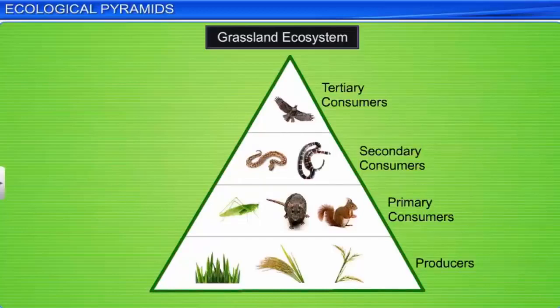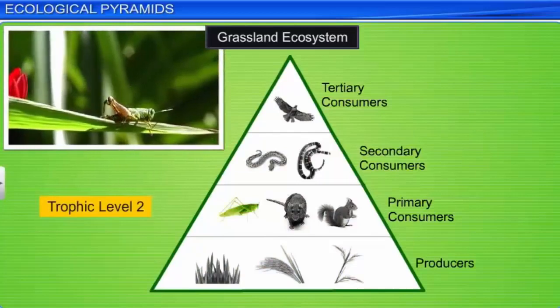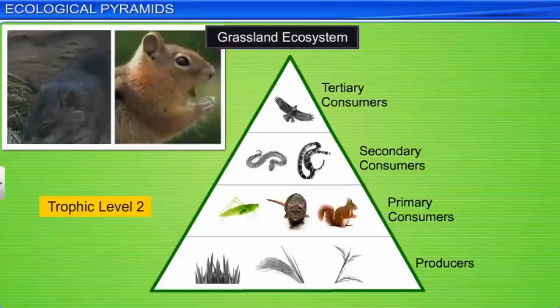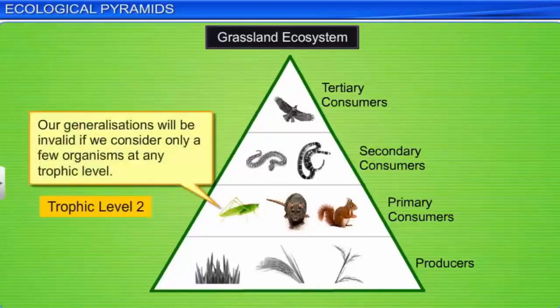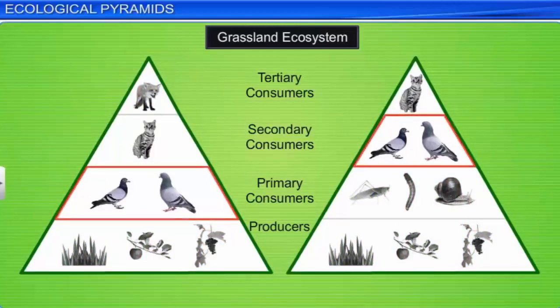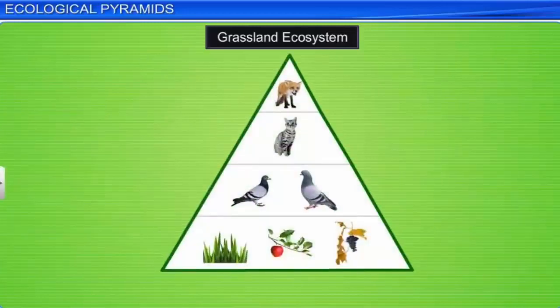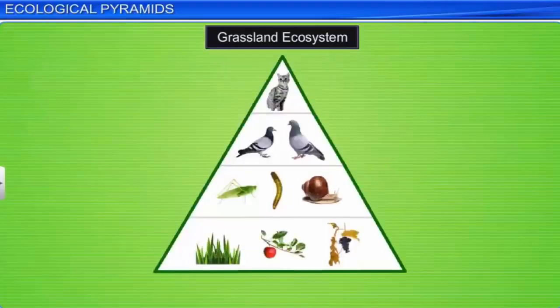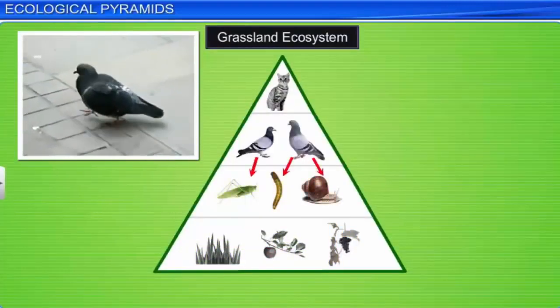For example, we need to consider all the organisms in trophic level 2, namely the grasshopper, mouse, and squirrel, for any calculations on number, biomass, or energy. This is because our generalizations will be invalid if we consider only a few organisms at any trophic level. However, it is also possible that a given organism simultaneously occupies more than one trophic level in the same ecosystem. For example, when a pigeon consumes grains and fruits, it is a primary consumer. Conversely, when the same pigeon consumes worms and insects, it becomes a secondary consumer.